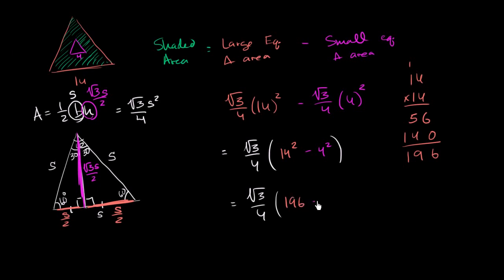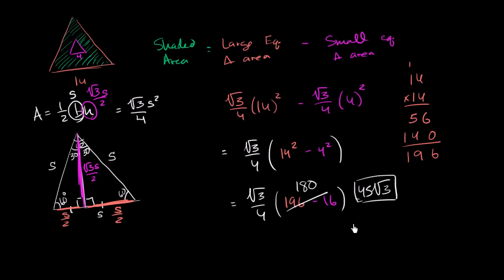minus 16, which is equal to 180. So this right over here is equal to 180. And 180 is divisible by 4. So this is going to be equal to the square root of 3 times, let's see, 180 divided by 4 is going to be 45. So it's going to be 45 square roots of 3. Did I do that right? 45 times 4 is 160 plus 20, which is exactly 180. So it's 45 square roots of 3.